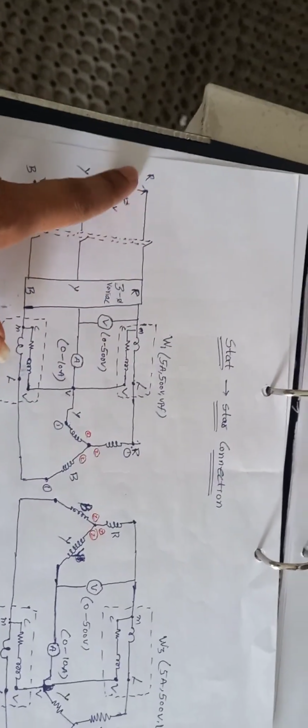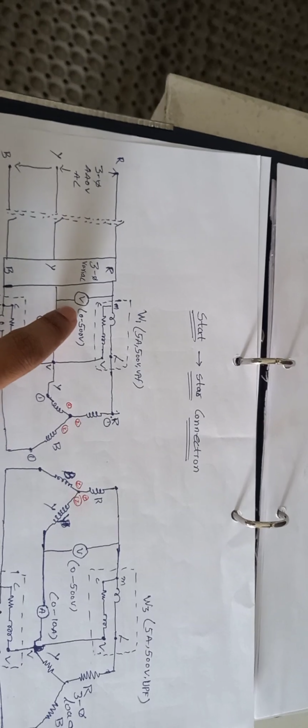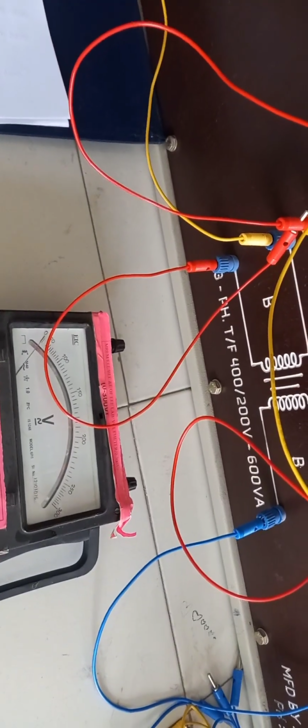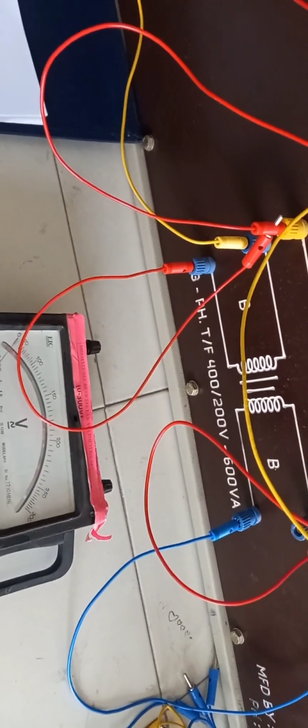Okay, so one voltmeter I am going to connect in between R phase and Y phase. This voltmeter is useful to measure the line voltage in between the R and Y phase. Then I am going to connect one voltmeter in between R and Y.